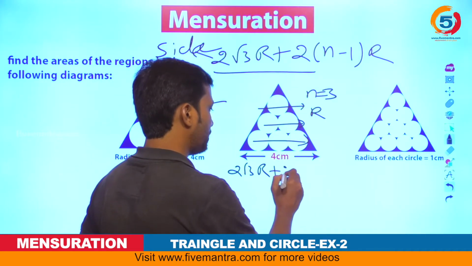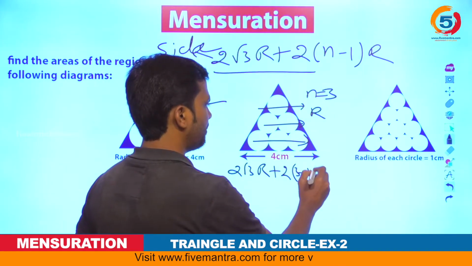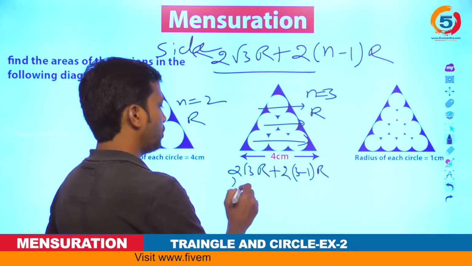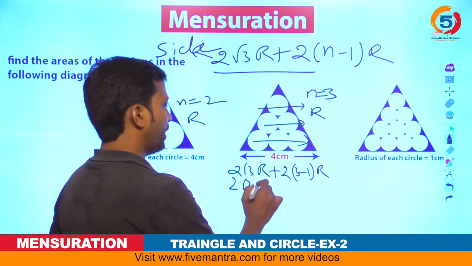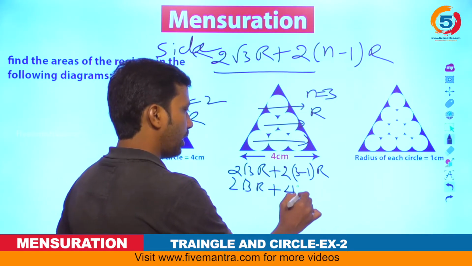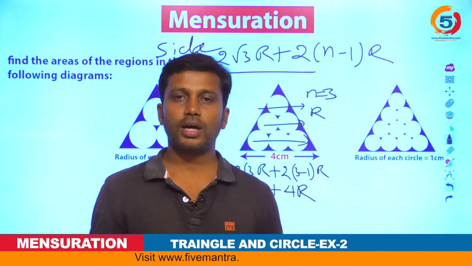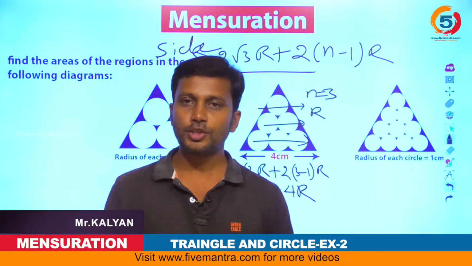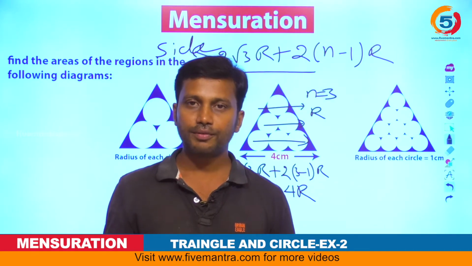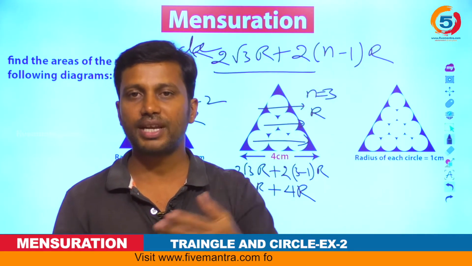What is that? 2 into n minus 1. N minus 1 would be how much? 3 minus 1 into r. So what is that? 2 root 3 r plus 4 r. Here problem should be solved in 2 stages. First we need to find out the radius, and then after we need to find out the circles as well as triangle area, and we need to do the subtraction.